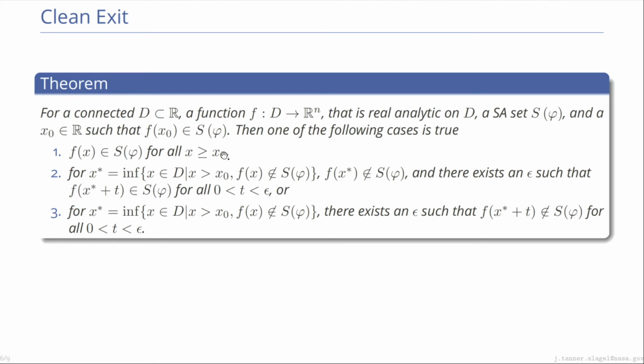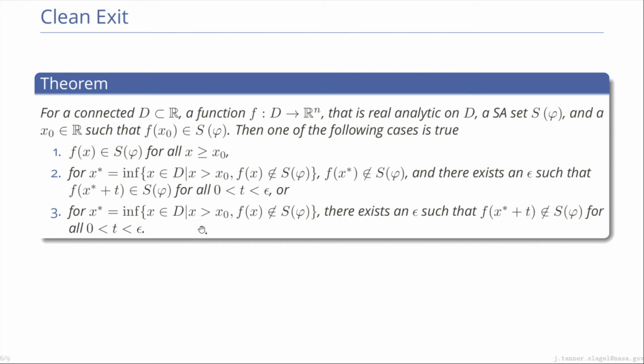The second case is that there is a point where the function is outside of the semi-algebraic set, and at the very first point that it exits the semi-algebraic set, it exits just for that point, and then is entirely inside the semi-algebraic set for some amount of time completely. This is basically a function coming up to the boundary of a semi-algebraic set and bouncing back in.